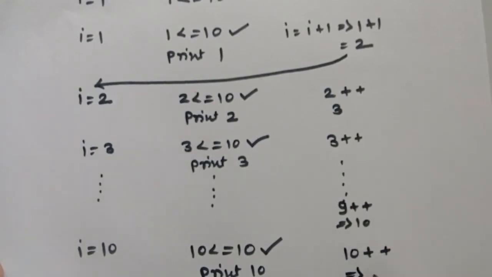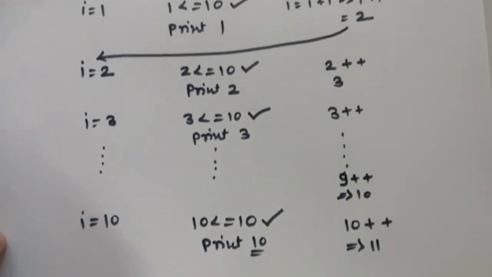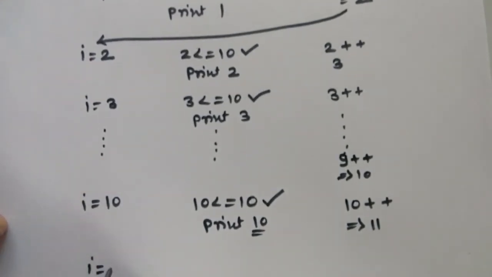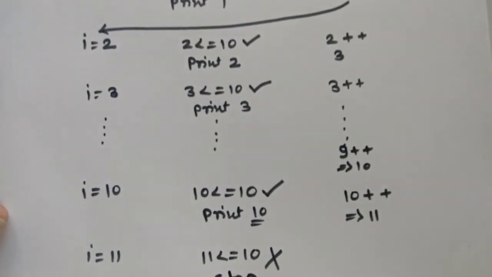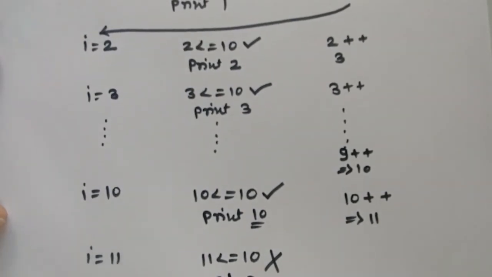Means the value of i is 11. So again go here and the i equals to 11. Then check 11 less than equals to 10. No, 11 is not less than 10. This condition is false. So stop here and jump out from this loop.